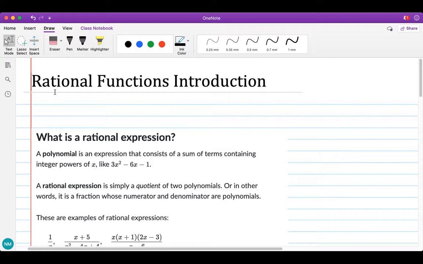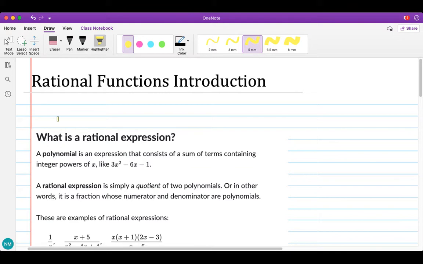Okay, so today we are going to introduce a new topic completely. It is rational functions. And so it's going to be a super short video. It's just an introductory video talking about what it is, and we're going to talk about domain. I know you guys all missed talking about domain.